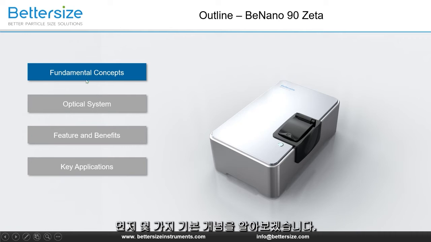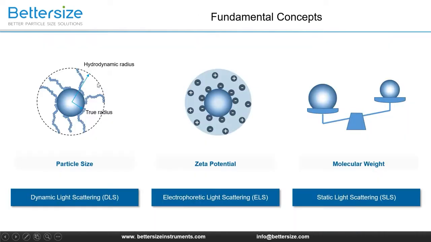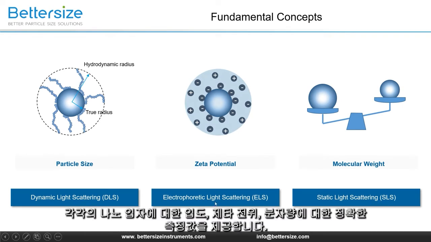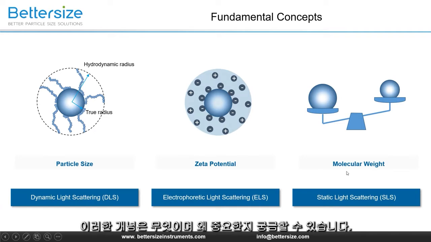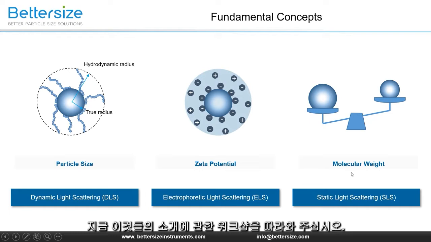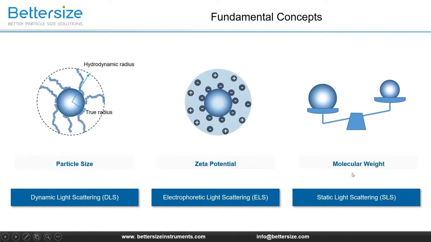First, let's get to know some fundamental concepts. The BeNano 90 Zeta integrates with DLS, ELS, and SLS to provide accurate measurements on particle size, Zeta potential, and molecular weight of nanoparticles respectively. You may wonder what these concepts are and why they are important. Please follow me with a walkthrough on the introduction to them now.